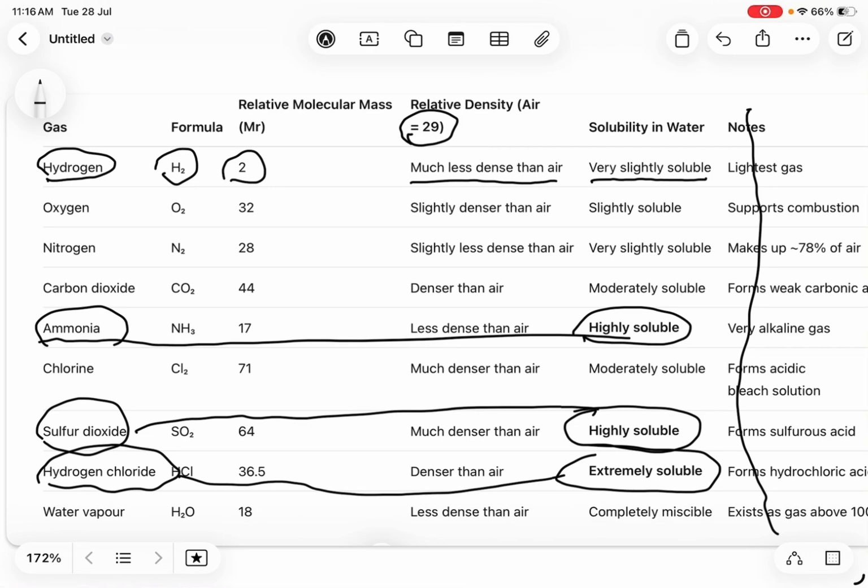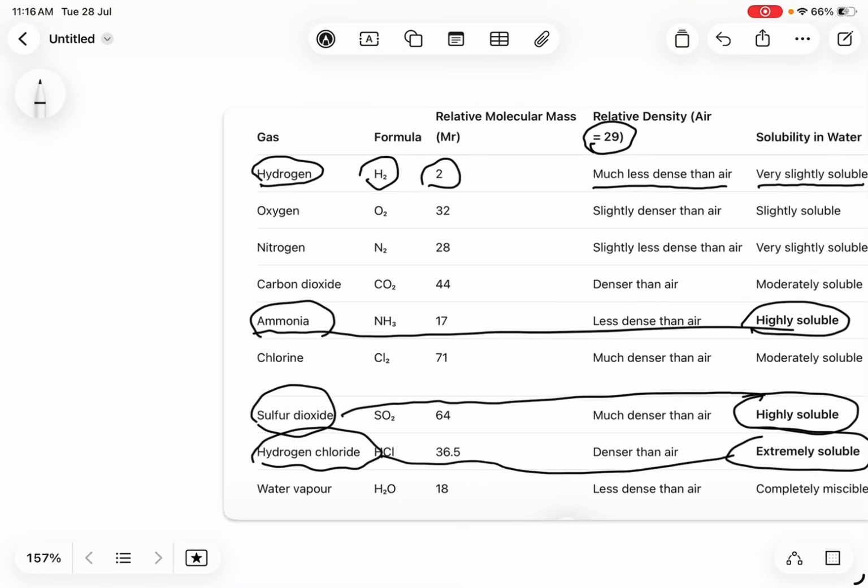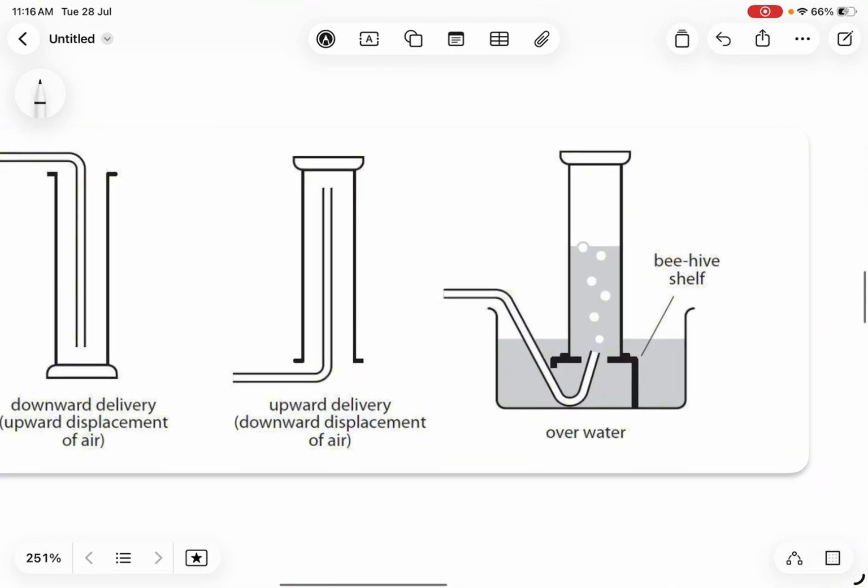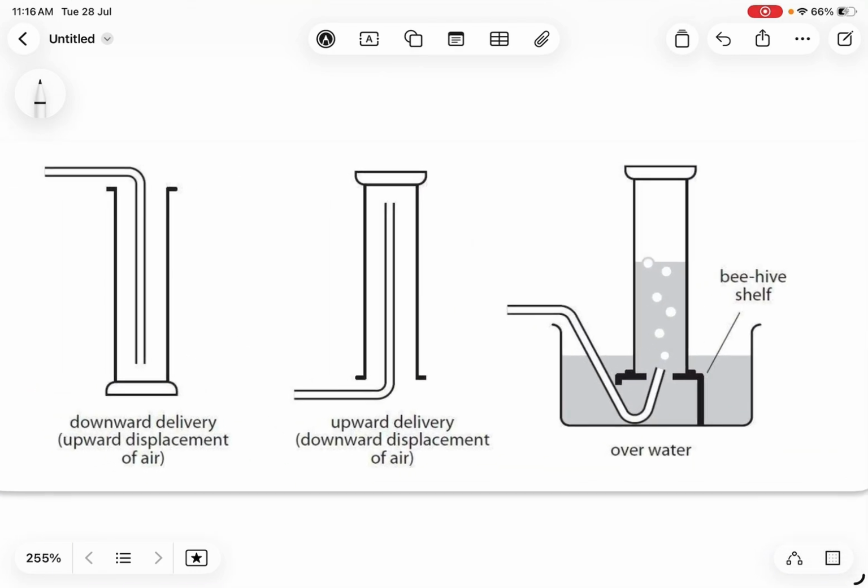Since we all know that, now we are going to move towards the next step, which is understanding the different methods of delivery of gases. This is method number 1, this I'll call method 2, and method 3. Method 1 is the downward delivery method. Method 2 is the upward delivery method. As you can see, this tube is delivering the gas upward, and this is delivering it downwards, and this tube is, by the way, delivering it upwards. And this is the water delivery method. You can see there is water.